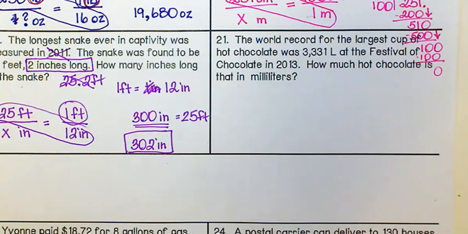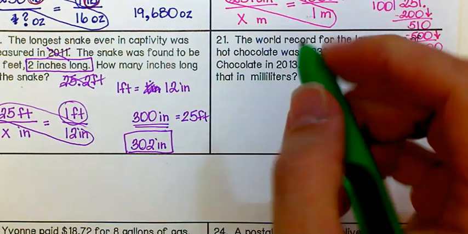All right, moving on to number 21. The world record for the largest cup of hot chocolate was 3,331 liters at a festival of chocolate in 2013. I don't know what these people do with their time, but whatever.